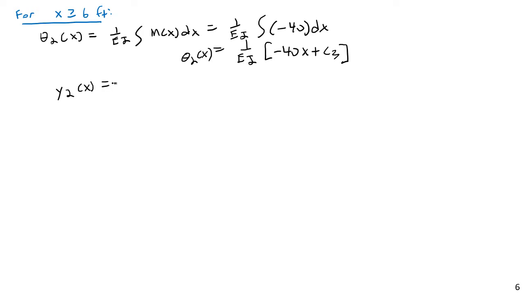y2 as a function of x is going to be equal to the integral of theta 2 as a function of x dx, which will equal 1 over EI times negative 20 x squared plus C3x plus C4.